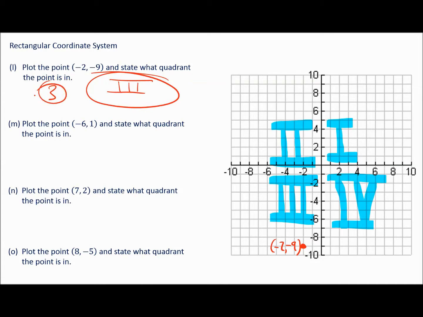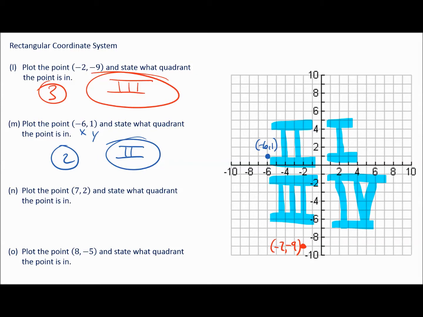Okay. Now -6, 1. So -6 is my x, 1 is my y. So I go to the left, -6. I don't make a mark yet. I go up to y equals 1, and there is -6, 1. And notice that is in quadrant 2. Again, the Roman numeral or the number 2.